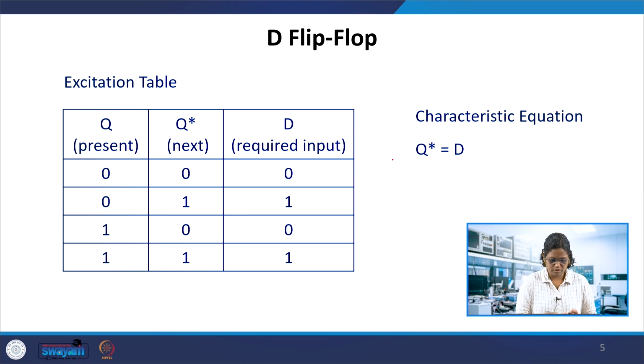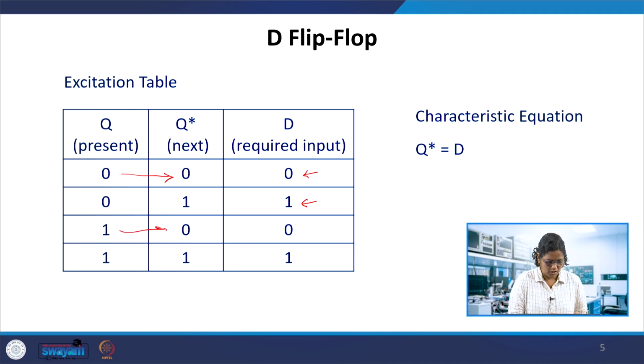Now coming to this, Q is the present state and Q star is the next state. Initially the present state is 0, and it is also 0 in the next state. Okay, there is no change in Q. That means the D input was 0, because D will be transferred to Q. Similarly, the present state Q is 0 and it changes to 1. That means the D input was 1. The D flip-flop input was given 1, so the next state has become 1.